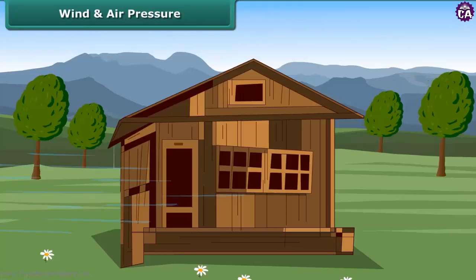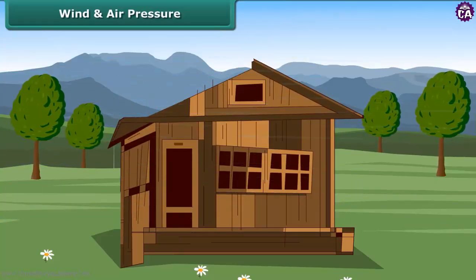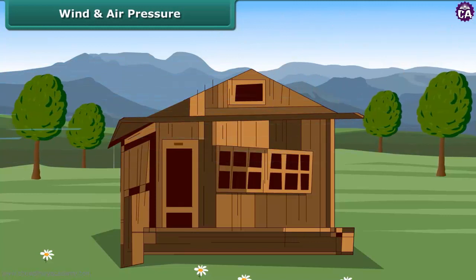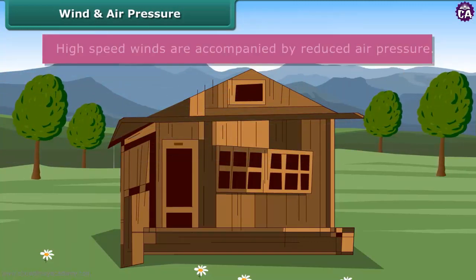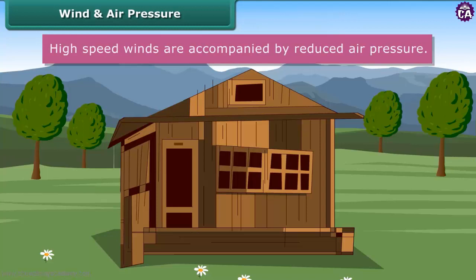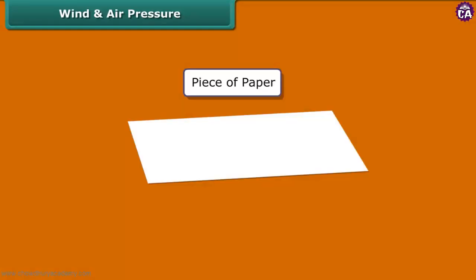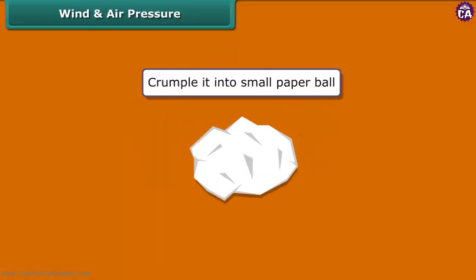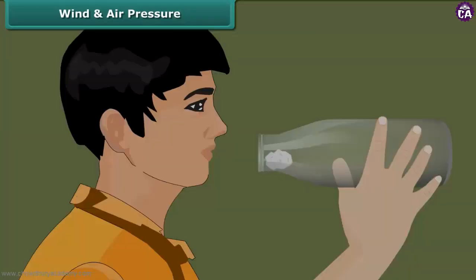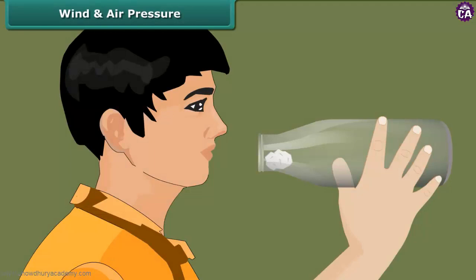Wind and air pressure. Do you know that high-speed winds can blow away the weak roofs of buildings? High-speed winds are accompanied by reduced air pressure. Let us see an activity. Take a piece of paper and crumple it into the small ball. Now hold the empty glass bottle and place the paper ball just inside its mouth. Try to blow the ball to force into the bottle. Observe carefully. The paper ball is not moving inside the bottle.